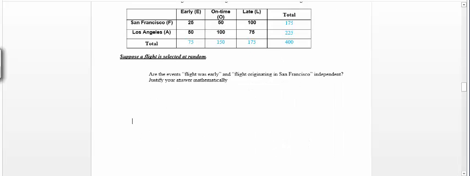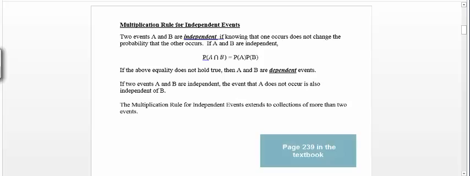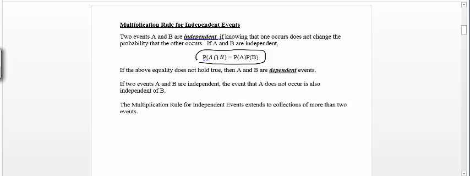Okay, last one. Are the events early and originating from San Francisco independent? Again, independent means that one event does not affect the other. So we're going to test this and we'll justify our answer mathematically. Scroll up to page 2. We have this multiplication rule for independent events. If we know that A and B are independent, one does not affect the other, therefore this statement holds. If this equality does not hold true, then the events are dependent. So let's just set up this equation here and see if it holds true in our example below.